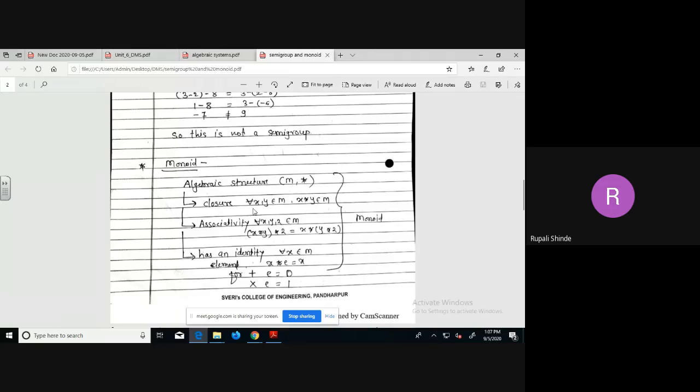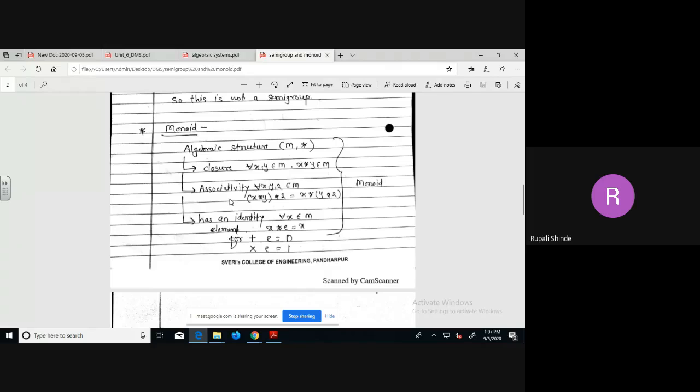Now first one is closure. So what is this closure property? We have already seen, for any two elements x comma y belongs to M, here M is for monoid, x star y belongs to M. It means after performing this star operation on these two elements, whatever result we get should belong to monoid M. So this is the closure property.